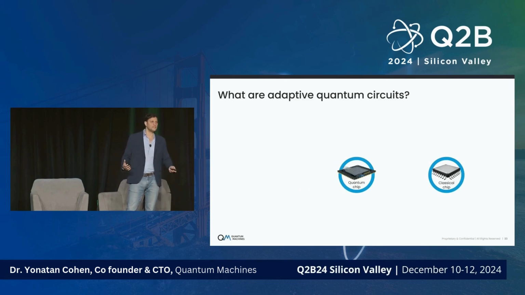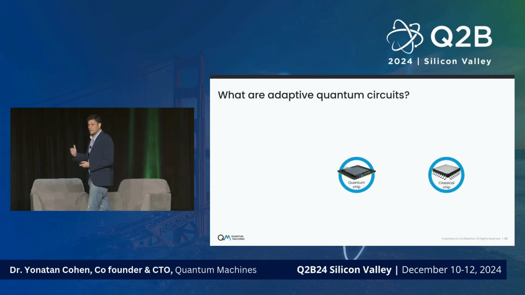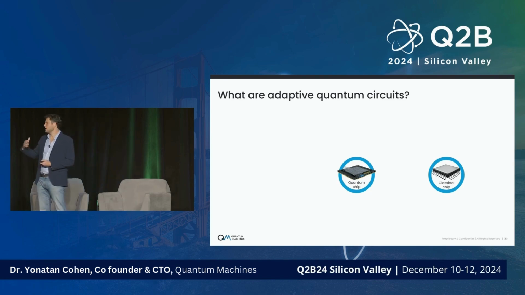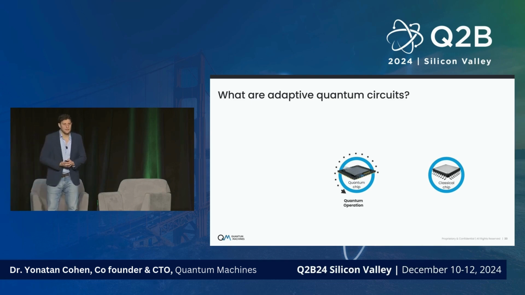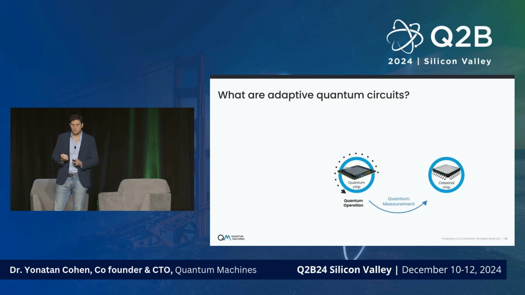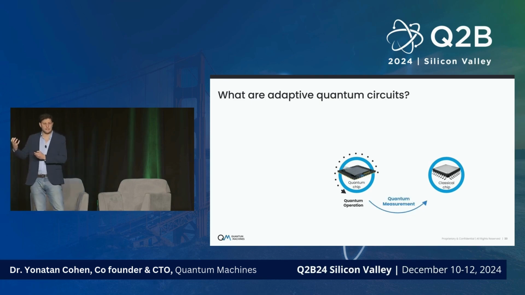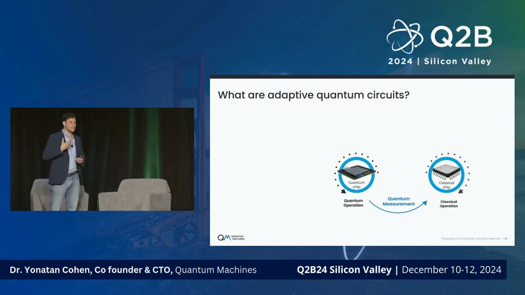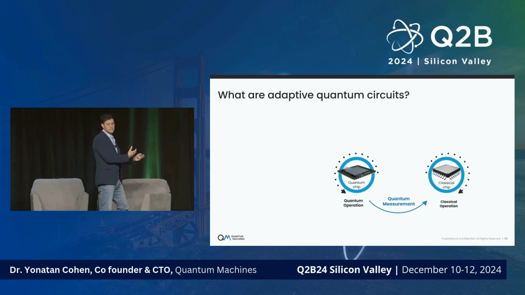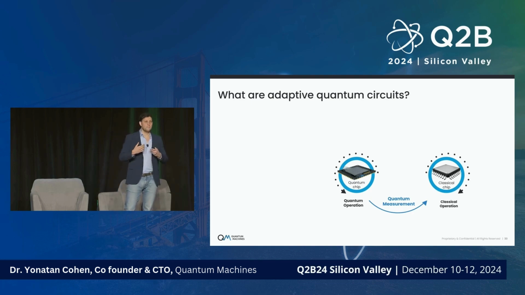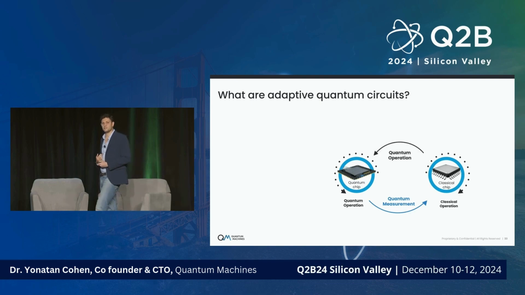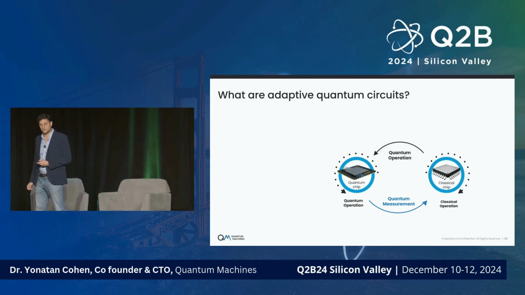All right, so first we need to talk about what adaptive quantum circuits are. Adaptive quantum circuits happen whenever we perform some quantum operations on our quantum chip. Then we perform some measurements. We send the results of these measurements to the classical processor. Then we perform some classical compute operations on our classical chip. And then, based on these classical processing results, we generate new quantum operations for the quantum processor.